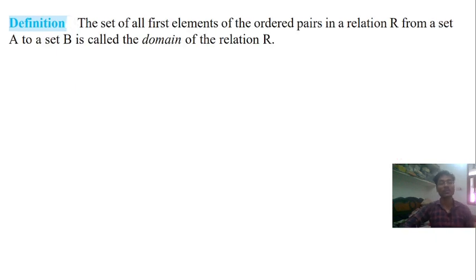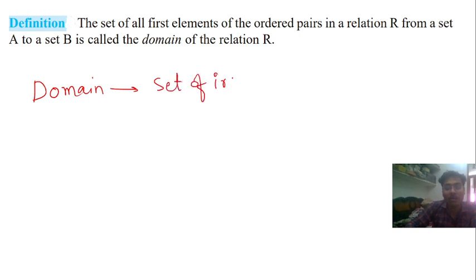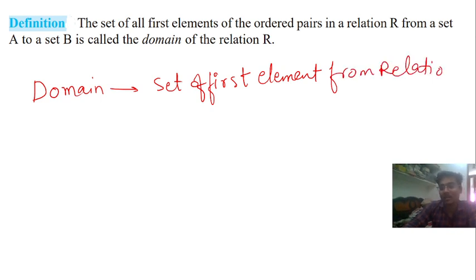Coming to our next definition here, the set of all the first elements of the ordered pairs is the domain. So what they are saying for domain is the set of first elements from the relation R. So this is the domain.